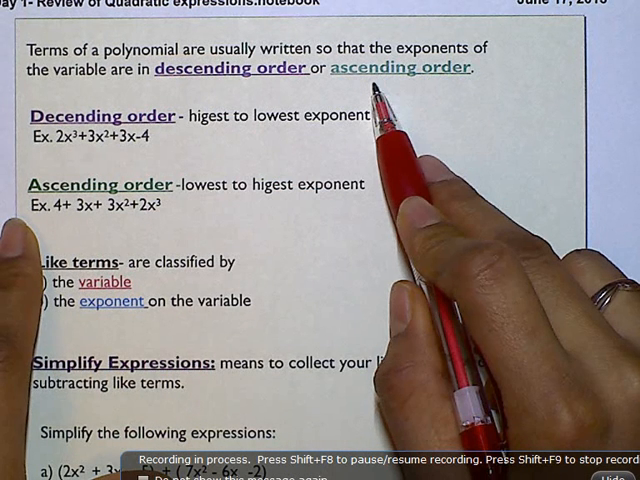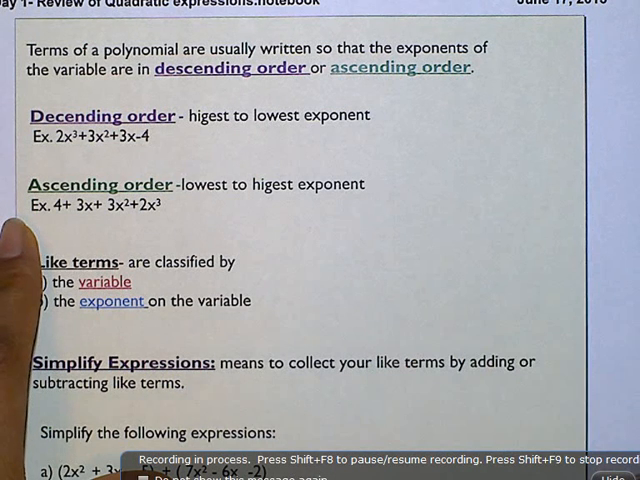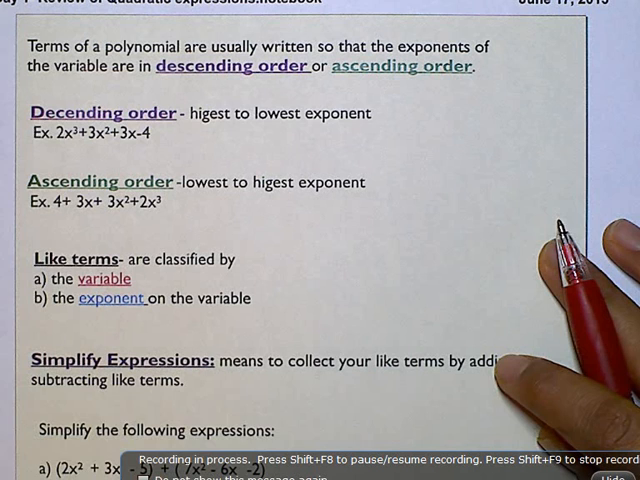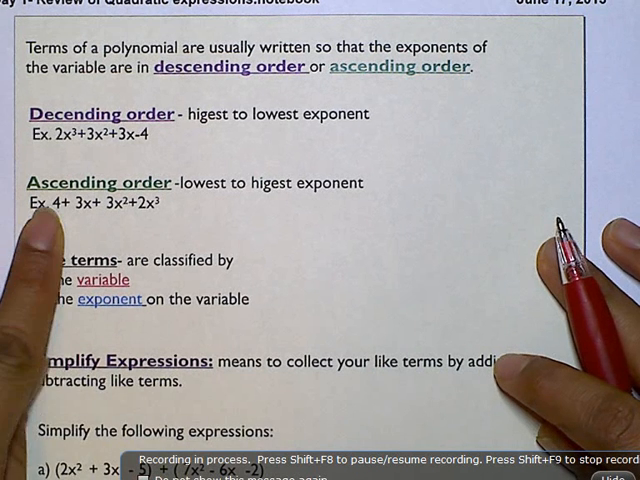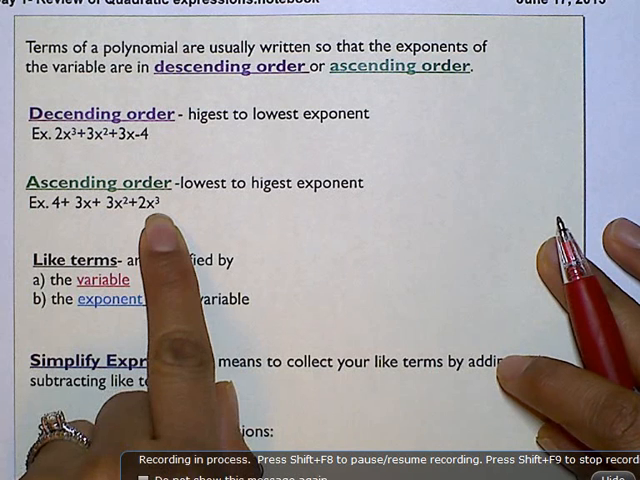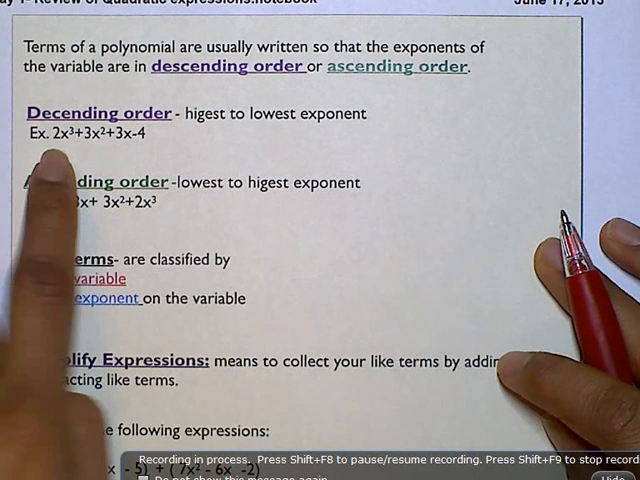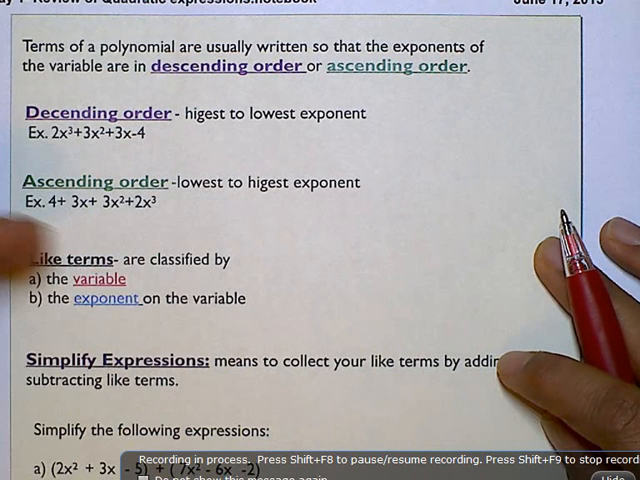So as you go from left to right, you have a term that has the lowest exponent, and then as you go towards the right, you have a term that has the highest exponent. Okay? So here you have a highest exponent, lowest exponent, so it's descending order, it's decreasing, whereas ascending is basically it's increasing.